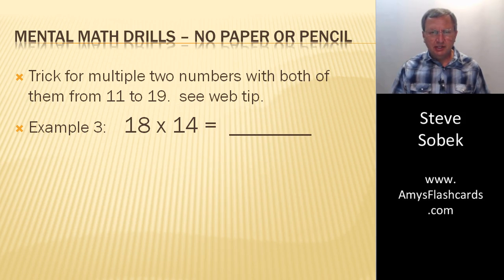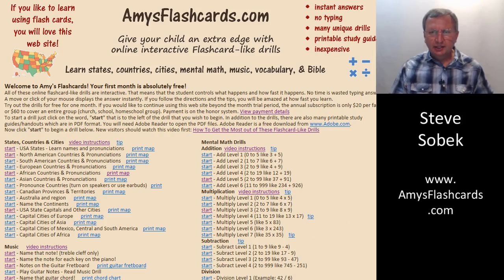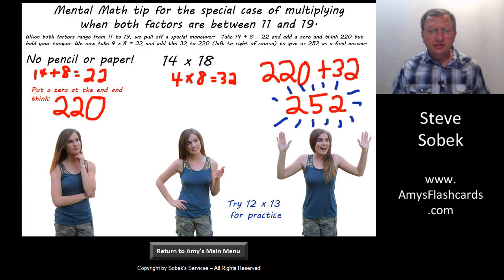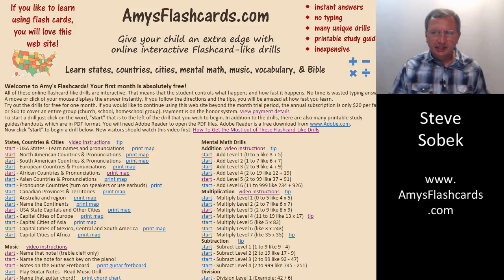And there's other drills that have tips. If you go back to my home page here, you'll see that there are tips beside each of these, and if you click on the word tips, or here's the one we were just talking about, and here you can see Amy explaining how to use the trick for multiplying numbers between 11 and 19 together. Okay, back to the home page. So that's a quick summary of the mental math drills.